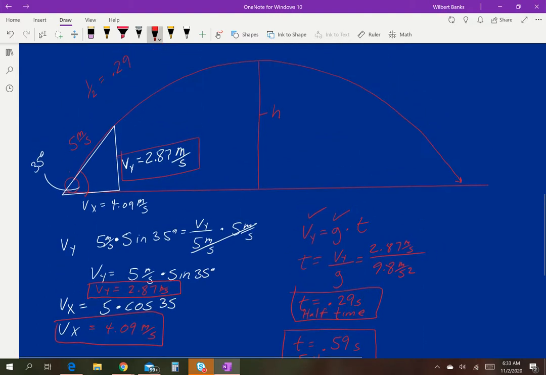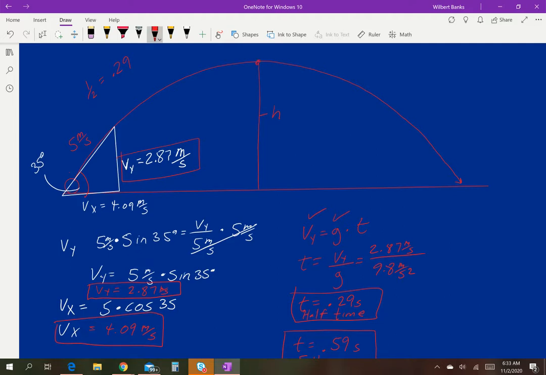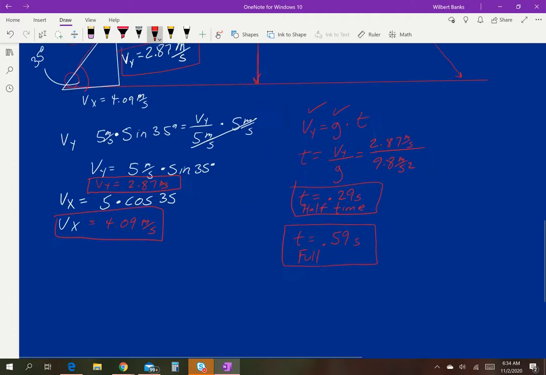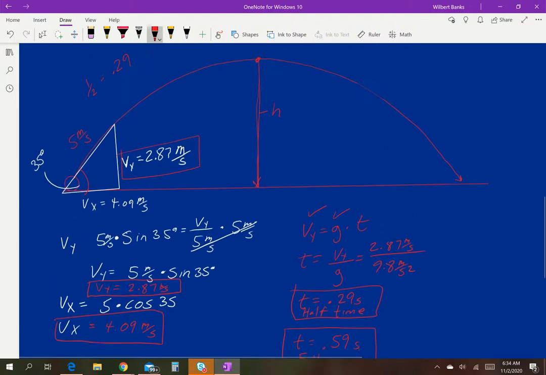And the reason why we're using the half time is because when we're doing this, it's simulating just like that building situation of an object falling down. And if it's falling down only, and reaching a velocity of 2.87 meters per second, that's the situation we're looking at, because it's the same time. My full time obviously is me multiplying it.